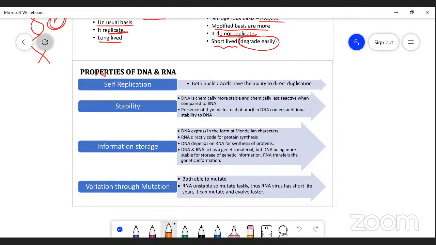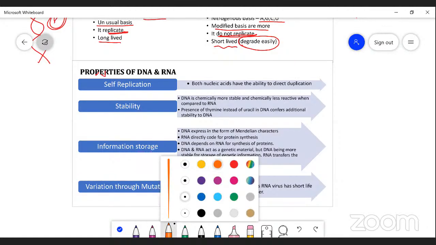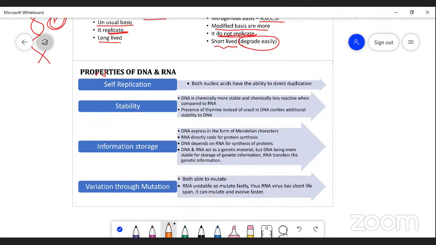First, self-replication. Both nucleic acids, that means DNA as well as RNA, have the ability to direct duplication. Both have the ability to make a duplication, that means direct duplication. That is self-replication. DNA has the capacity and RNA also has the capacity to make duplication.